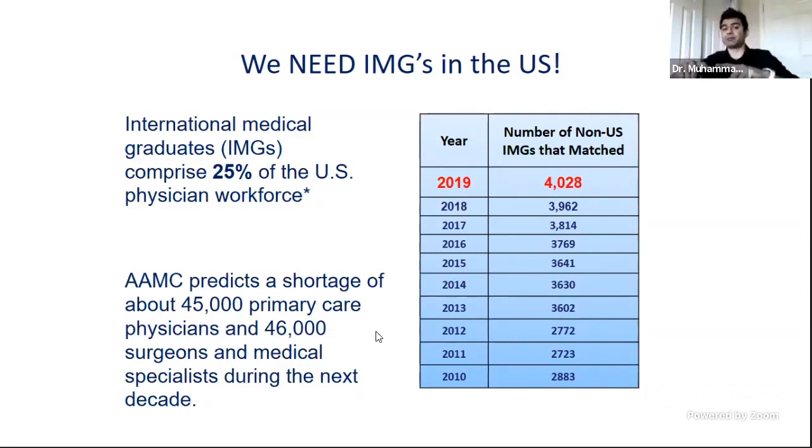Look at this data. Maybe you were thinking people who applied 10 years ago had a much better chance. Now it's very difficult to get matched in the United States. Look at 2010: about how many IMGs matched, about 3,000, 2,800. And fast forward to 2019, look at the data. It went to 4,000. So yes, people are matching at a much higher rate than ever before.